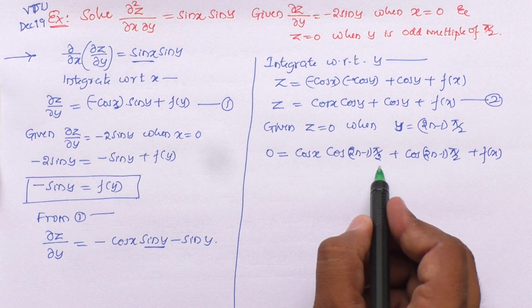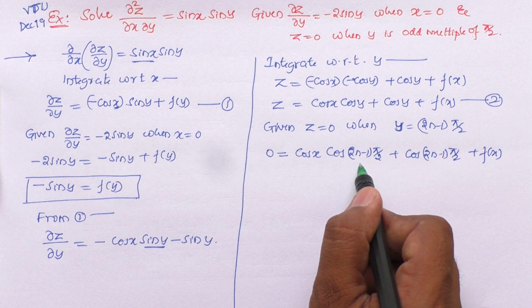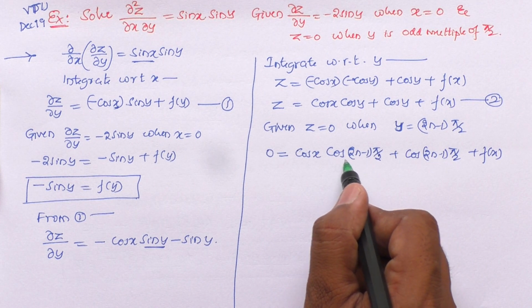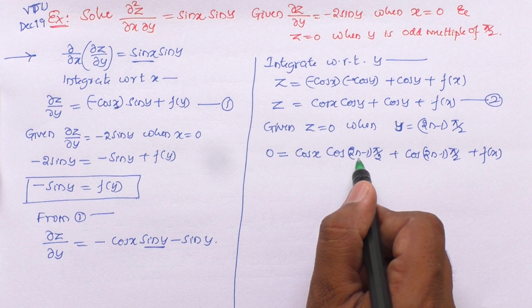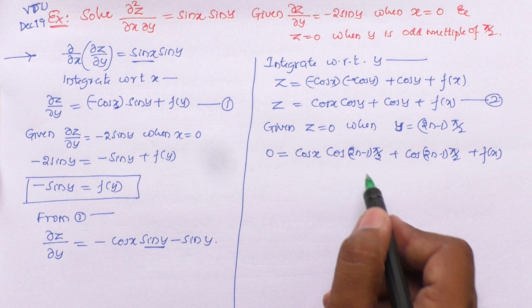So now we have substituted the y term. Now identify what is the value of this. Odd multiple, odd number, means what? 1, 3, 5, 7, like that.